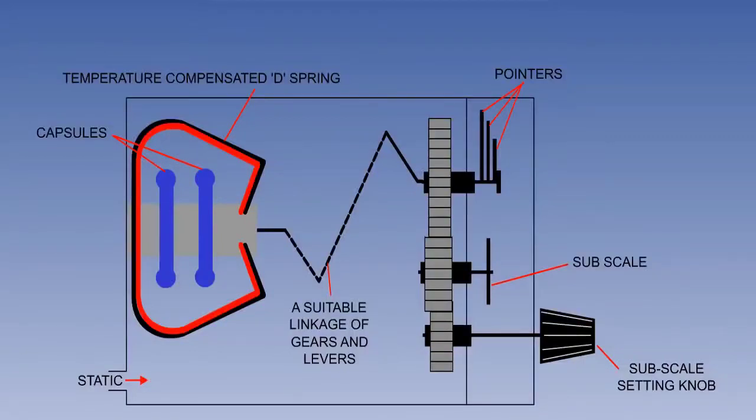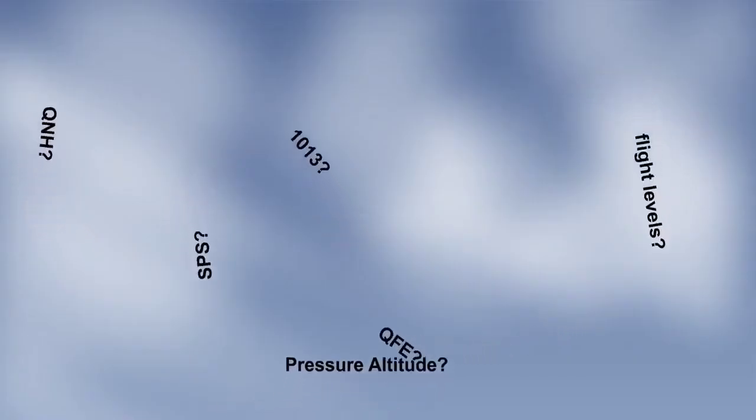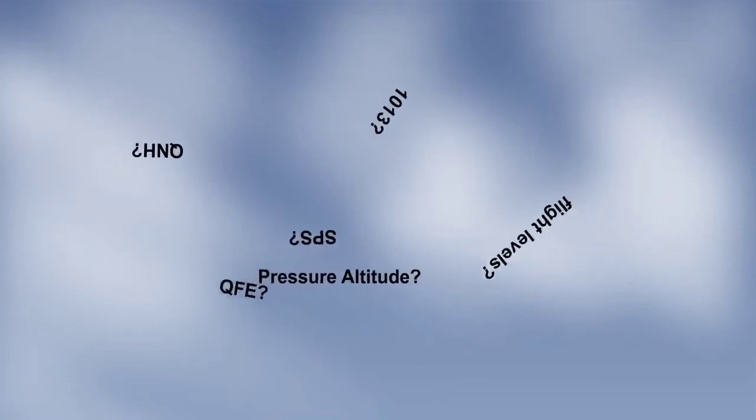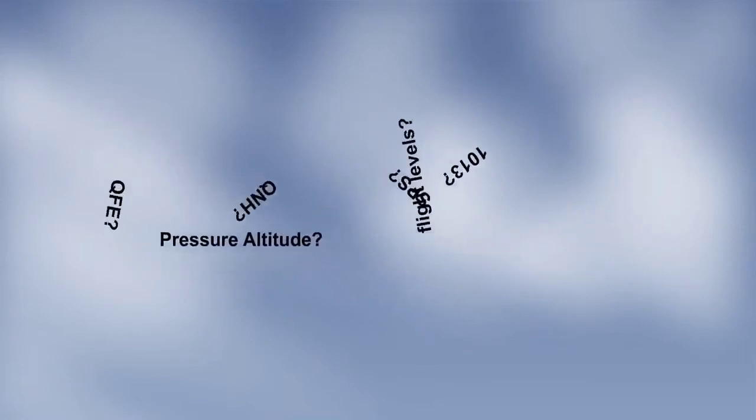In this lesson, we are going to remind ourselves of the basic principle behind the pressure altimeter, and to appreciate its limitations as a measure of vertical distance. We will also look at altimeter settings, and the reasons for using one rather than another.